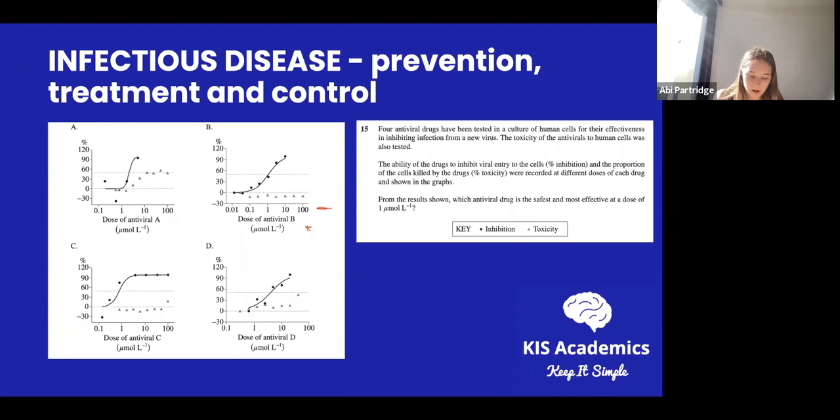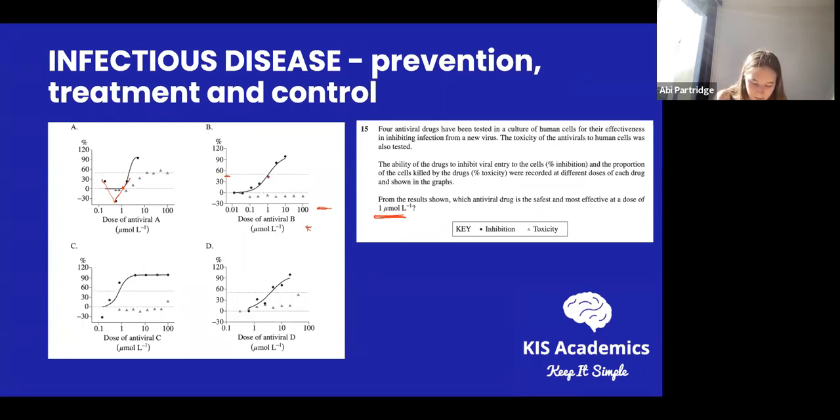Just looking at it, the toxicity levels of all of them are relatively similar, because they're asking for 1 micromole per liter dosage. So toxicity levels are all relatively similar. So let's now look at inhibition and see if that can differentiate some of them. For A, the inhibition's a little bit everywhere, it goes up and down. At 1, according to the graph, it's here, which is not great because that's 0. For this one, using the graph, this point here, it's between 30 and 60, about here.